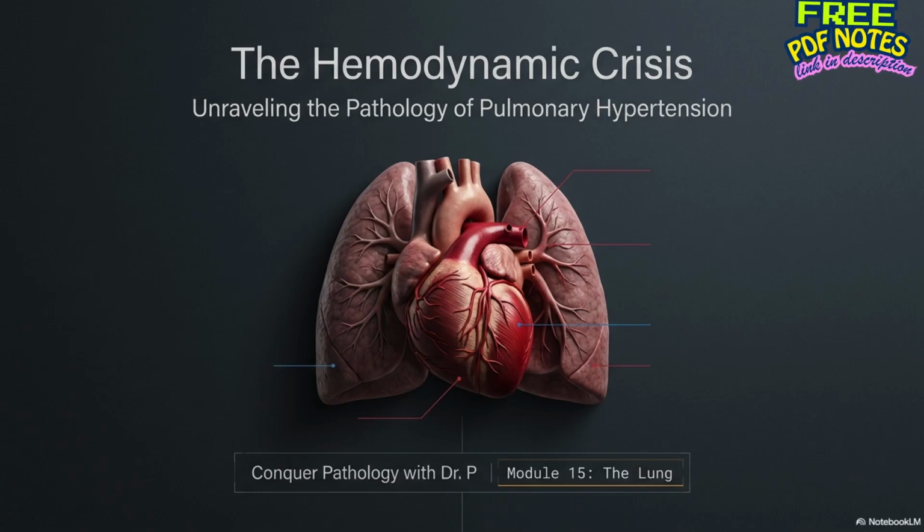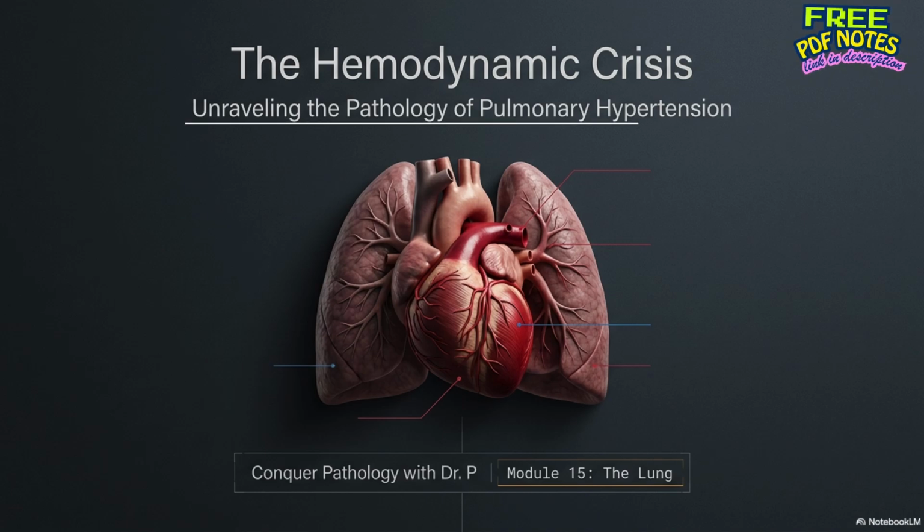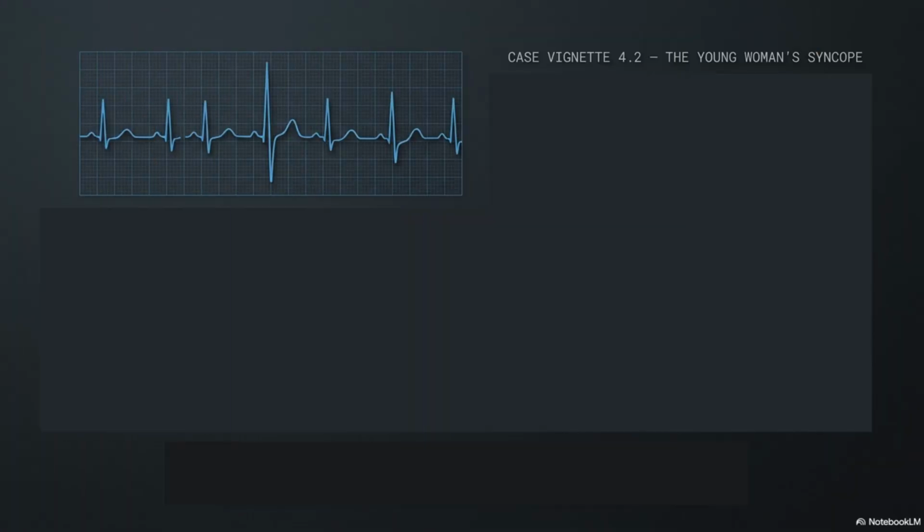Continuing with Module 15, the lung, we are diving deep into the hemodynamic crisis. We will be completely unraveling the pathology of pulmonary hypertension. Let's get started. Let's introduce our clinical scenario for today with Case Vignette 4.2, the young woman's syncope.